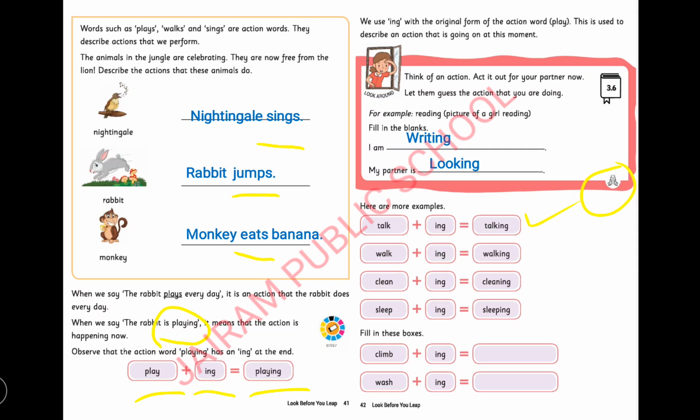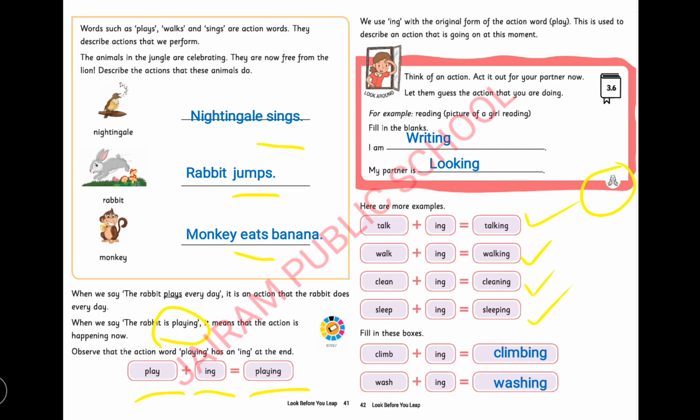Talking. Walk plus ing, walking. Clean plus ing, cleaning. Sleep plus ing, sleeping. Okay, now look at the next box. Fill in these boxes. Climb plus ing is what? Yes, very good. Climbing. Wash plus ing. Washing. Very good, children. So this is so easy now.